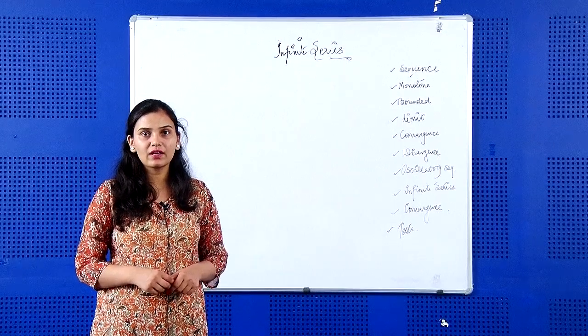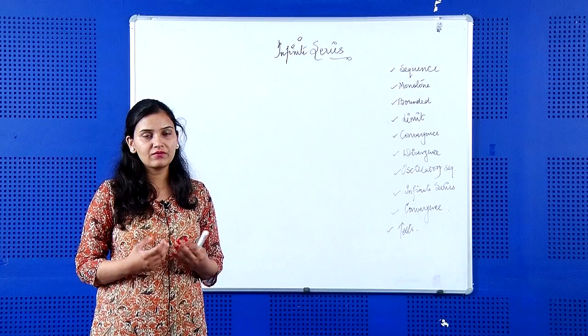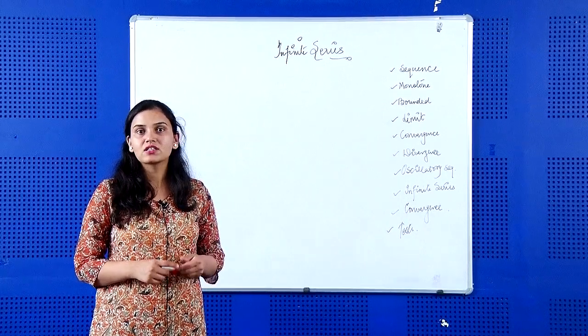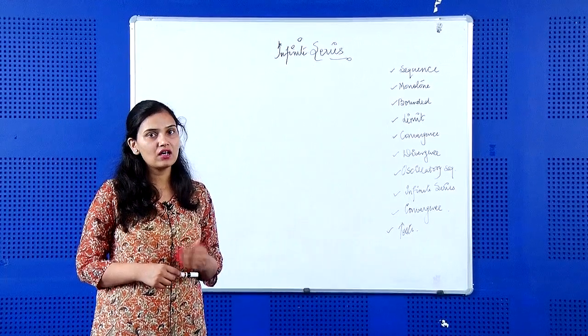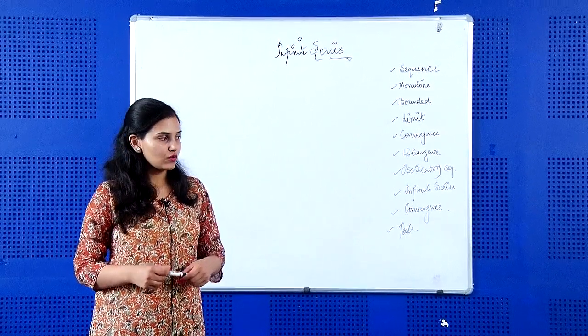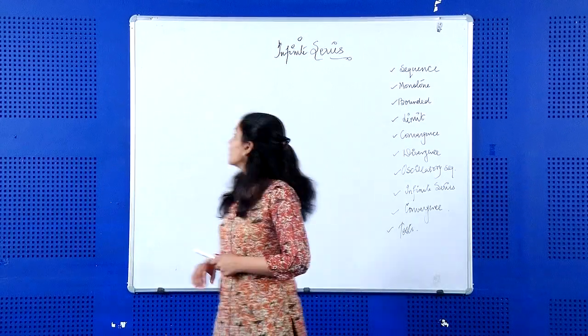In our second module we have seen calculus of functions of several variables. We have learned a new concept of partial derivatives. We have seen Euler's theorem, Jacobians, maxima and minima when we have more than one independent variable. Today we will begin with our third module, that is infinite series.